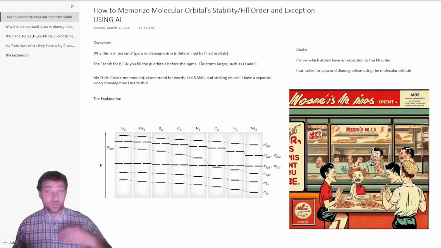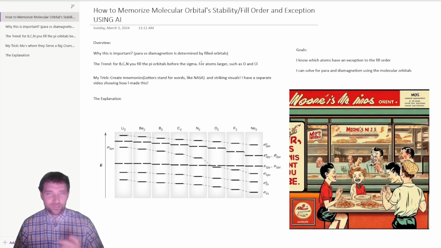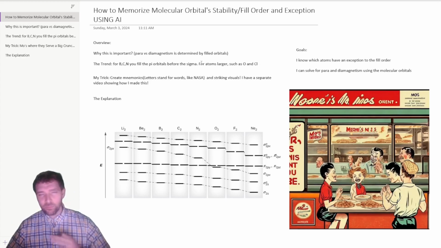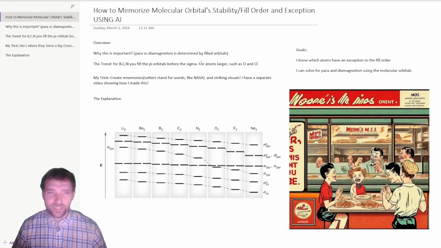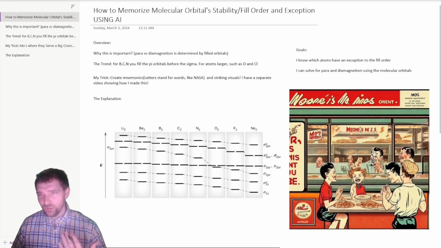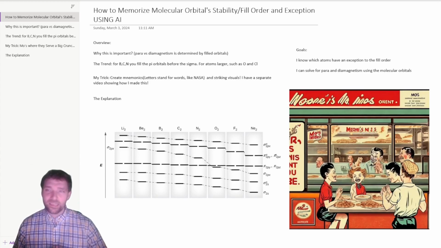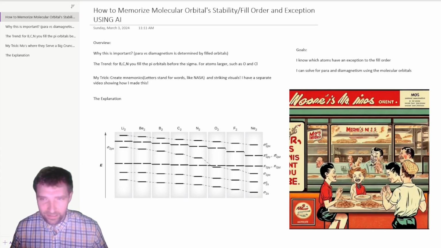So in this video, we're going to go over why this is important in terms of solving some of these problems, like knowing this exception is important for para and diamagnetism. We'll talk more about that in a minute. Then we'll talk about the trend, and then my trick that I've generated, and a more sciencey explanation as to why this is happening. So by the end, you should be able to know the exceptions and also be able to think about how that applies to para and diamagnetism.